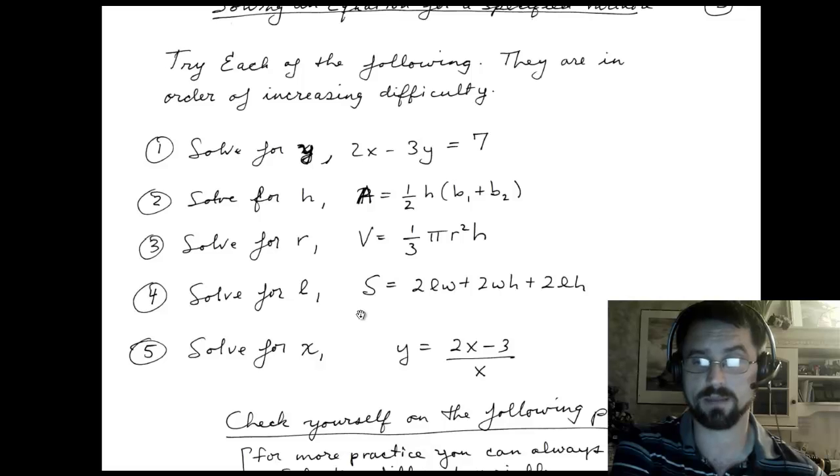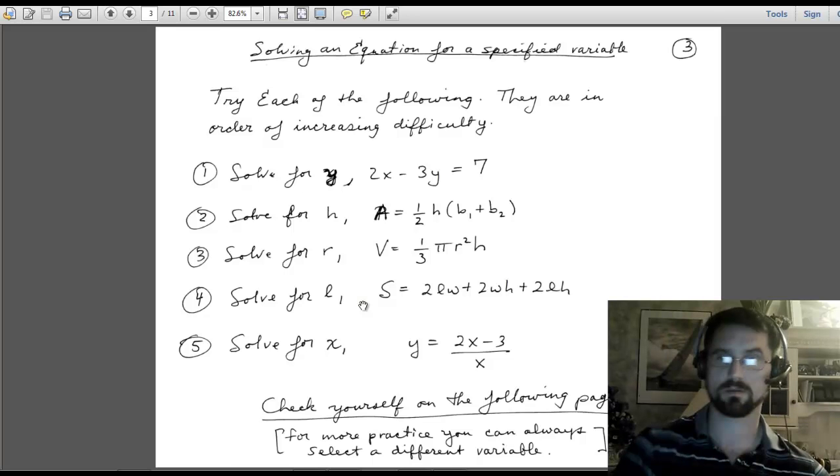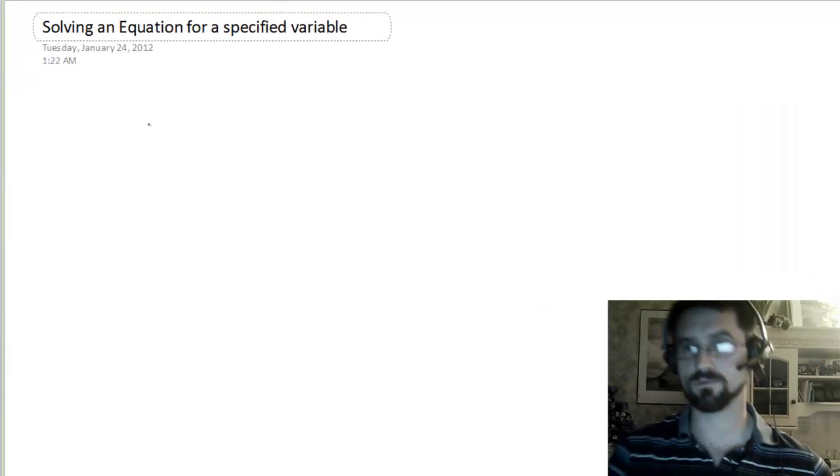So take a little time out now, copy those down, and try each one out. And when you come back, I'll go over to the other page and I'll walk you through each one of these. So hopefully you've tried the problems before you've gone on. So here's the first one.